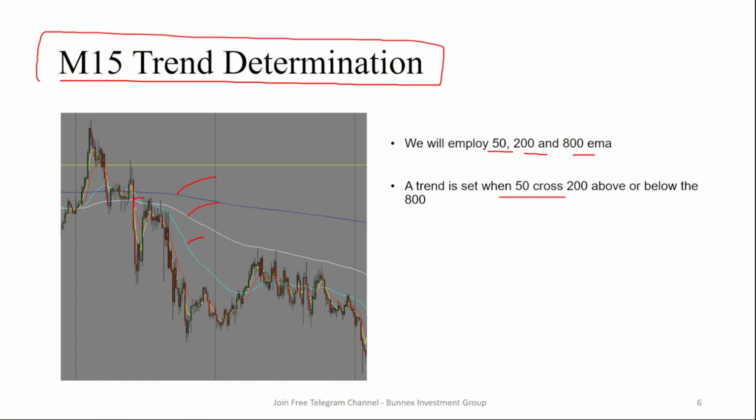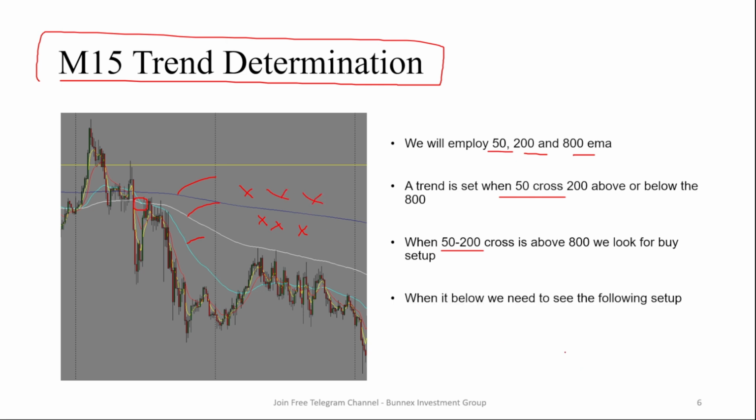We have the 50 in blue and the 200 in white. When they cross whilst they are below the 800, we are going to be looking for sales. When the 50, 200 cross is above the 800, we are going to be looking for buy setups. And vice versa is actually true. So what we want is to see this first. We want to see a 50, 200 EMA crossing either below the 800 or above the 800. When that happens, we know which side of the market we are going to be looking for a pattern.